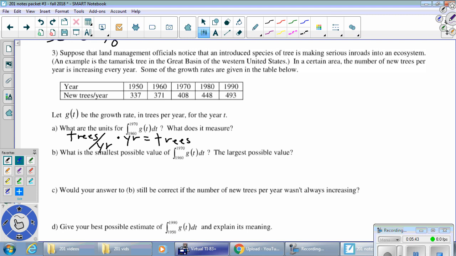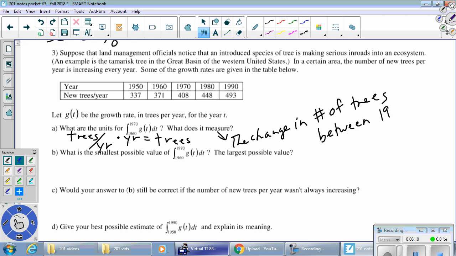What does it measure? Well, g of t is a growth rate, and we know that when we do an integral of a growth rate, we are finding the change in the original function. So it is going to measure change, not in the rate of trees, but in the actual number of trees between 1960 and 1970.